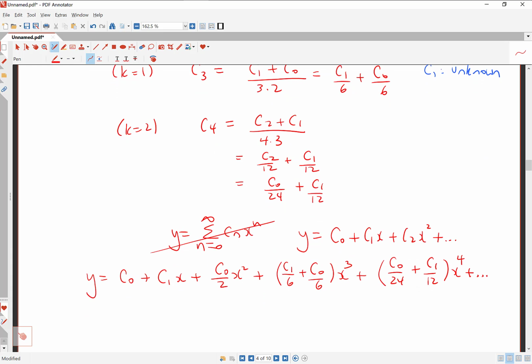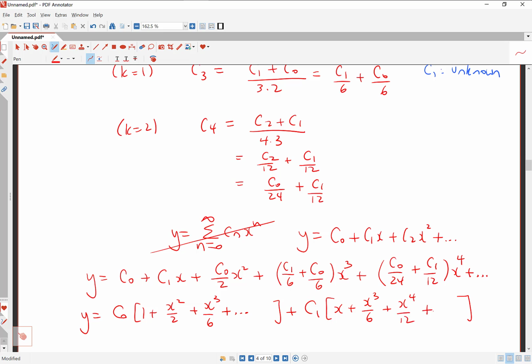Now, a slightly better way of giving the answer is just to factor out the C0 and to factor out the C1. It just makes an answer that's a little bit more cleanly presented. So let's factor out the C0 of the appropriate terms. We would have 1 plus x squared over 2 plus x cubed over 6, plus we could generate some more terms in there if we wanted to. In the C1 bracket, we'd have x plus x cubed over 6 plus x to the fourth over 12, plus we could generate some more terms there if we wanted to.